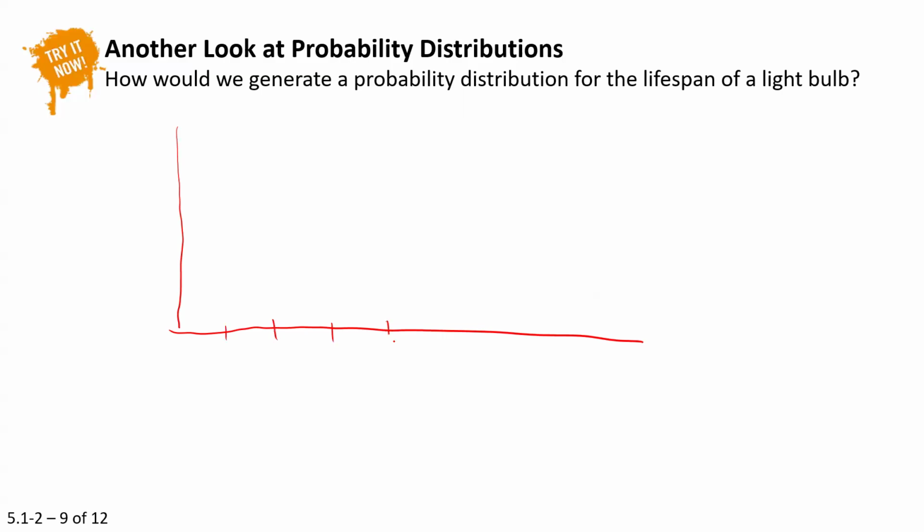So let's see. 10, 20, 30, 40, 50, 60. So this is 10, 20, 30, 40, 50, 60. And oh, this is zero over here. So this is probability. This is in years.